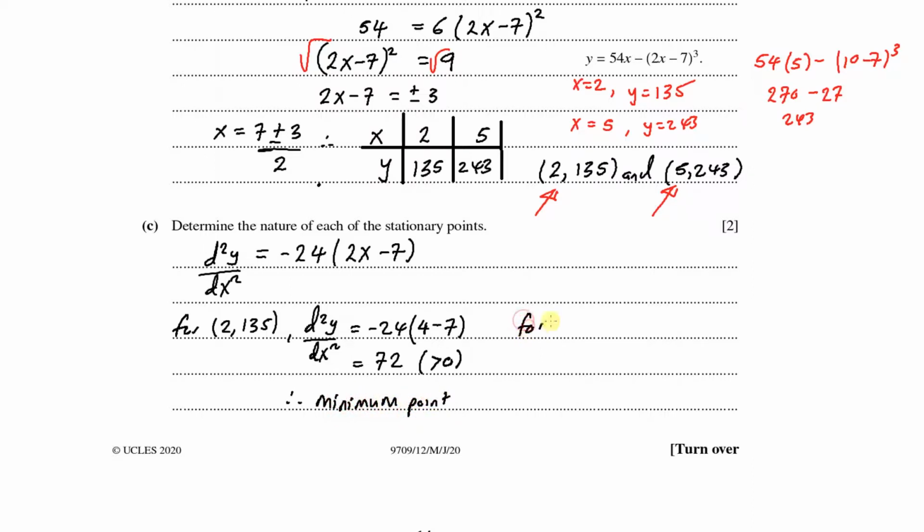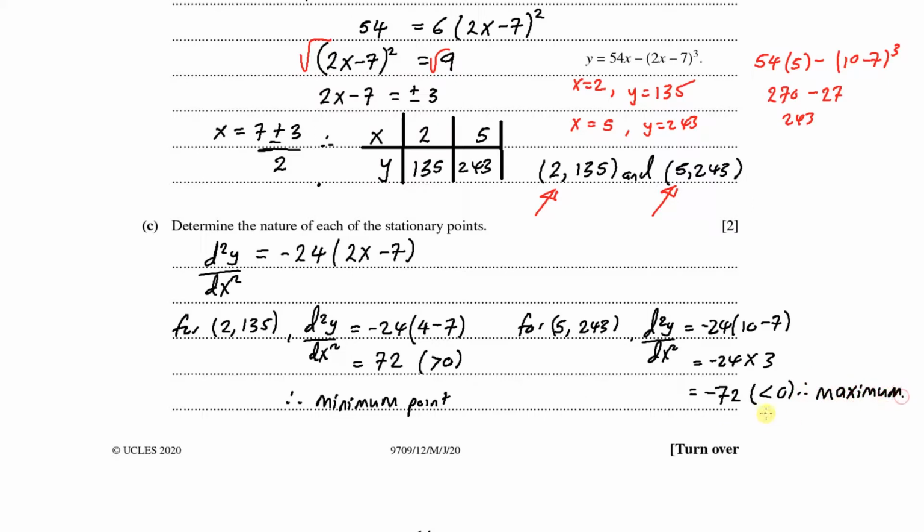And again, for the point (5, 243), the second derivative will be minus 24 of (2 times 5, that's 10, minus 7), so that's minus 24 times 3, and it gives us minus 72, which is less than 0, and therefore a maximum point. So that's the answer there to part C.